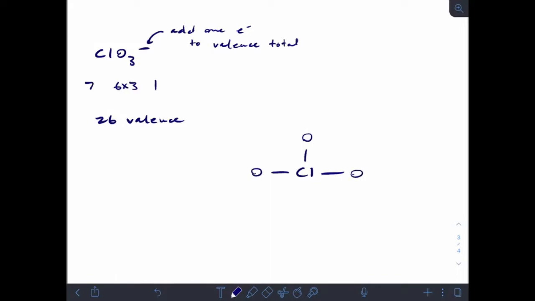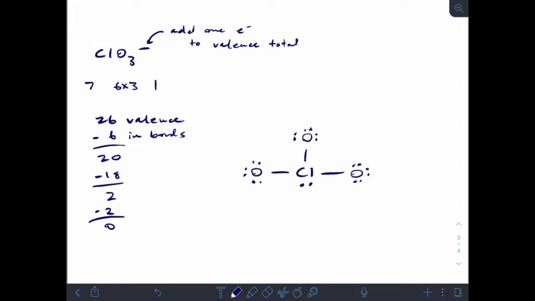I'm going to subtract 2 electrons for each bond that I've drawn. So I drew 3 bonds, so 6 electrons in the bonds. So I have 20 left to put in my drawing. I'm going to fill the octets on my outside atoms. That took up 18 electrons, so I have 2 left to put in my drawing, and those go on the central atom. So I have no more electrons to put in my drawing.